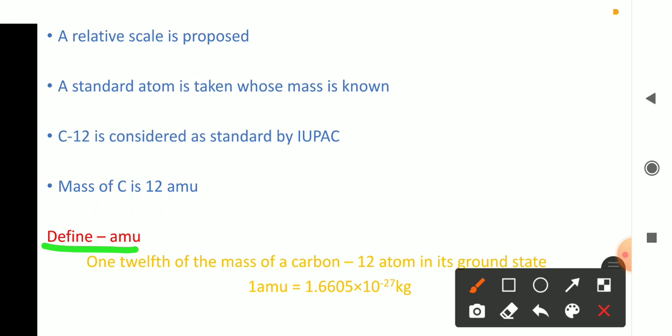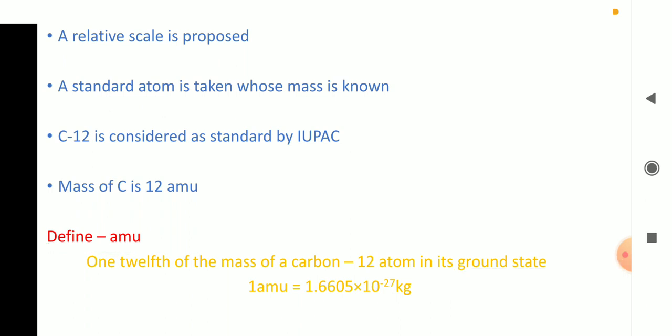What is unified atomic mass? It is defined as 1/12 of the mass of the carbon 12 atom in its ground state. Is it clear, students? What is the value of 1 AMU? 1 AMU is equal to 1.6605 into 10 to the power minus 27 kilogram. What is selected as a standard atom? Carbon 12 is selected as a standard or reference atom.